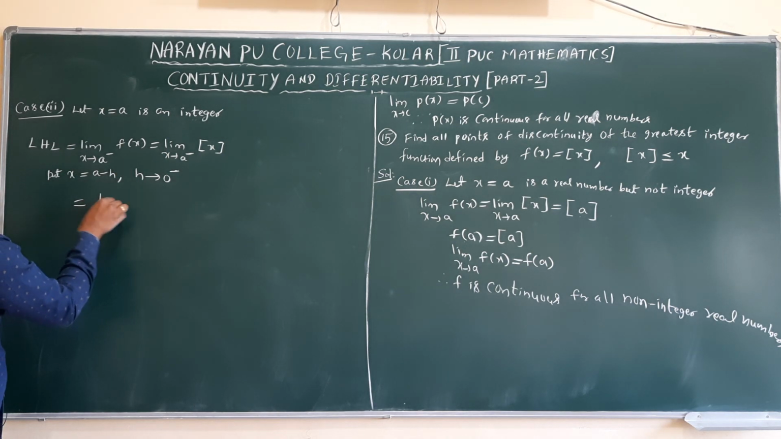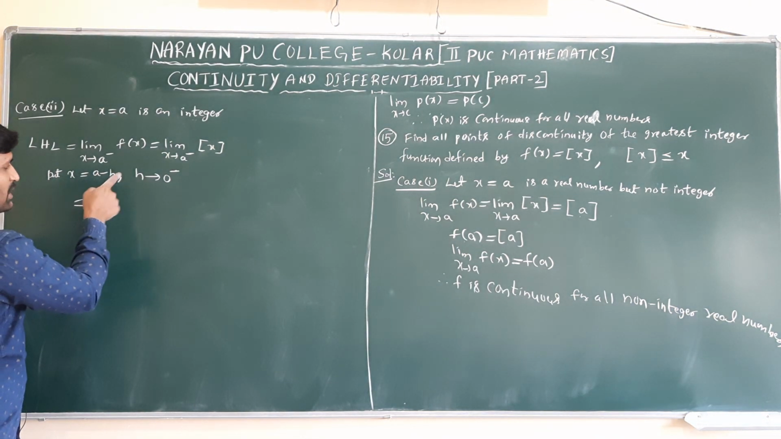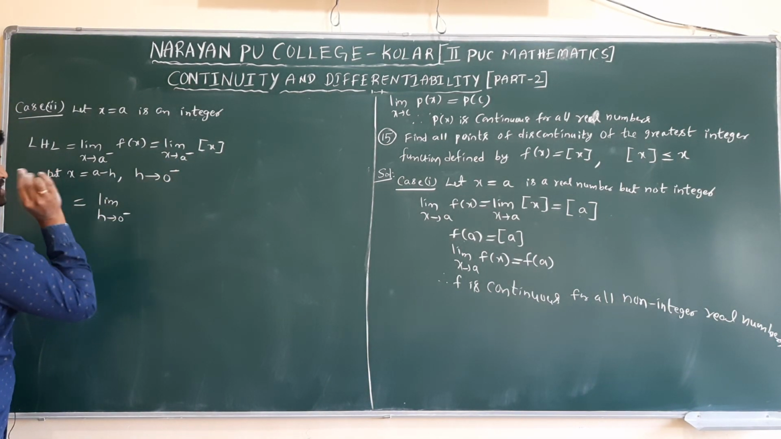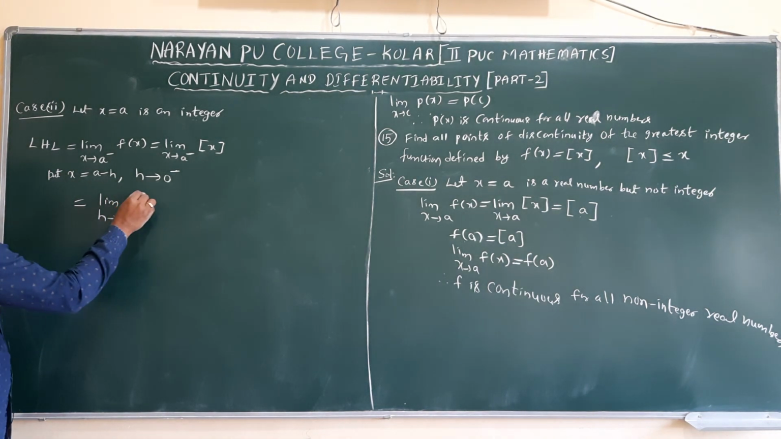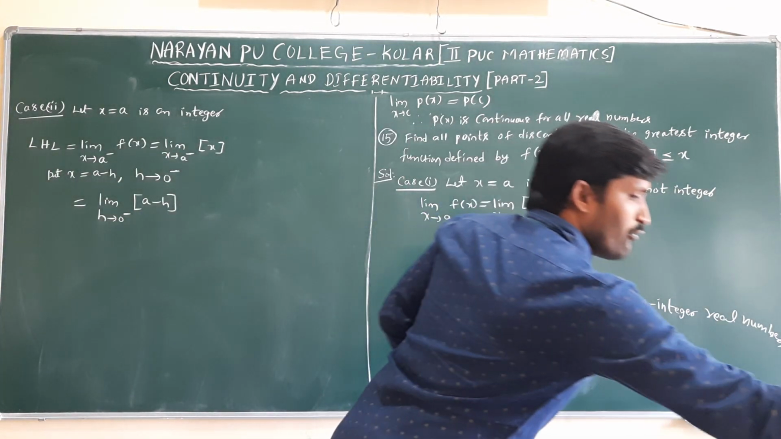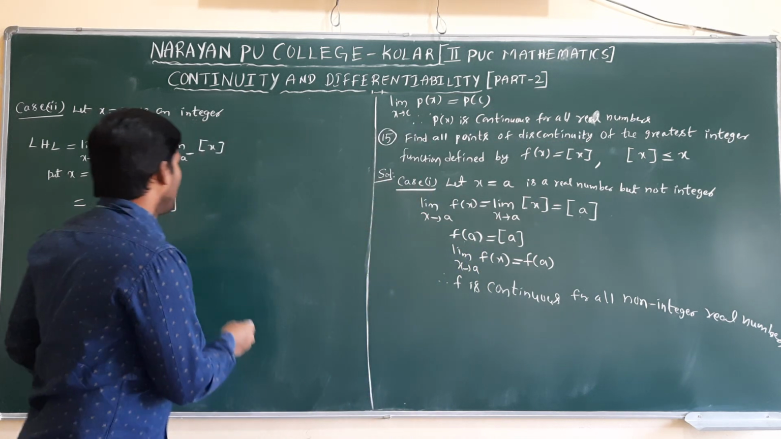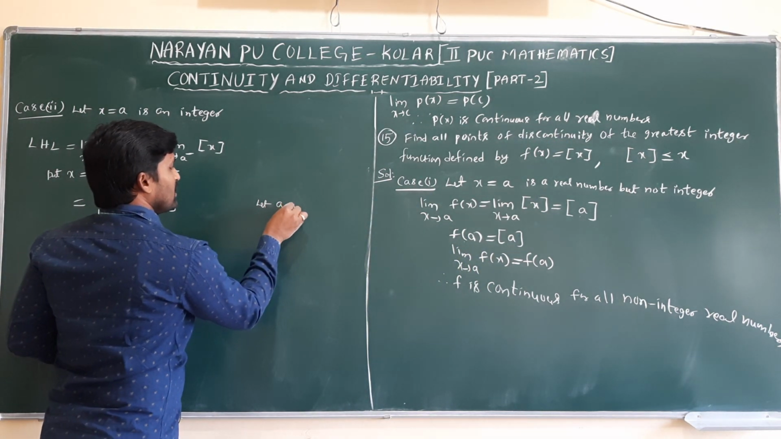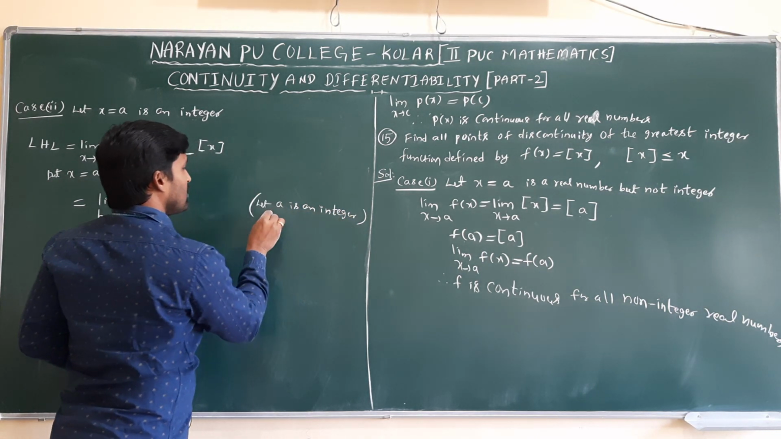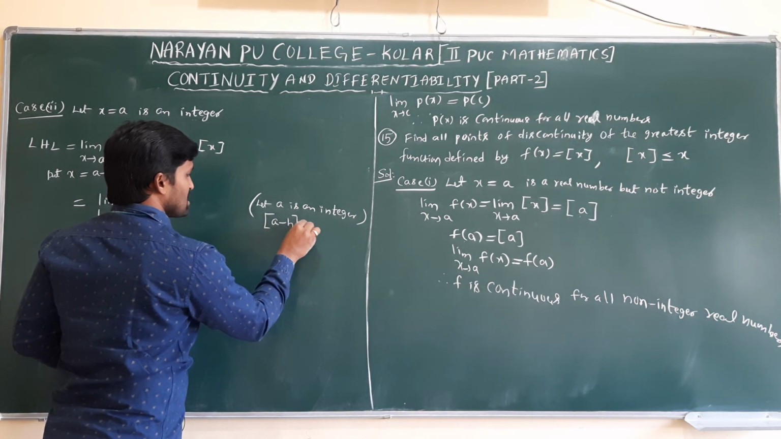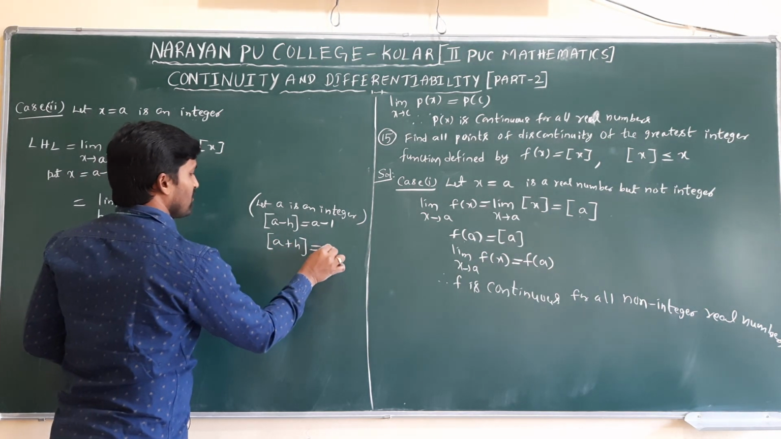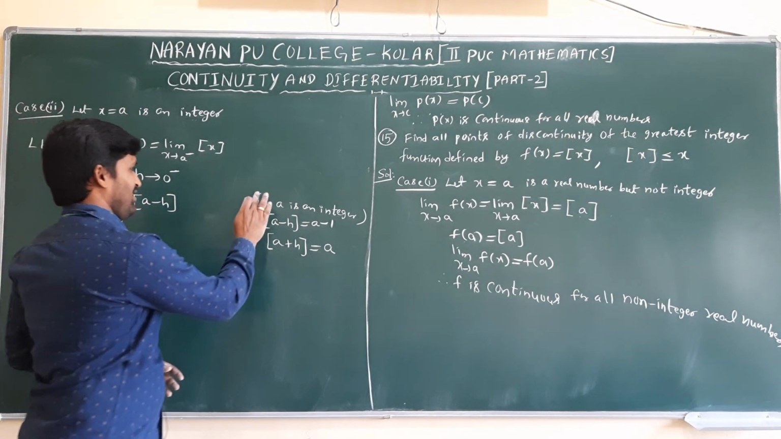Substituting that, when you change the function from x to h, the limit also we need to change. So in place of x tends to a, I am taking h tends to 0 minus. Now what is the step of x, that is, a minus h? Here, for every integer a, remember this: step of a minus h is always a minus 1. Step of a plus h is always a. How will we get that? How is it possible, sir?